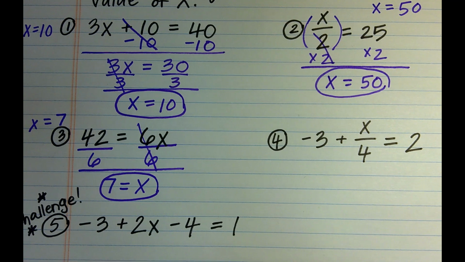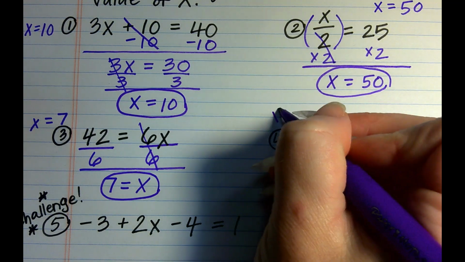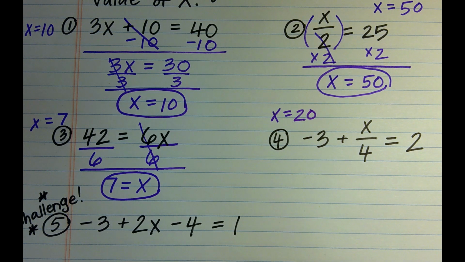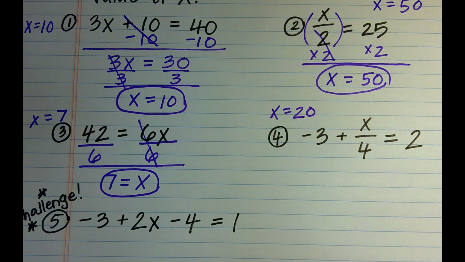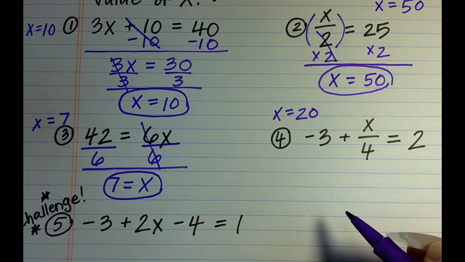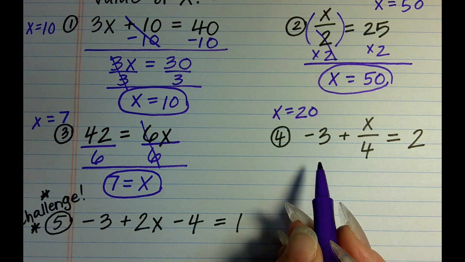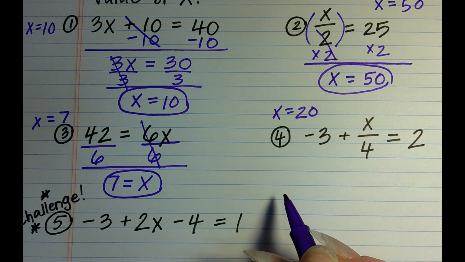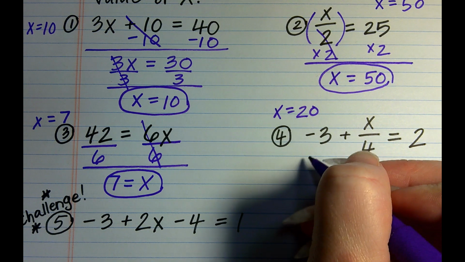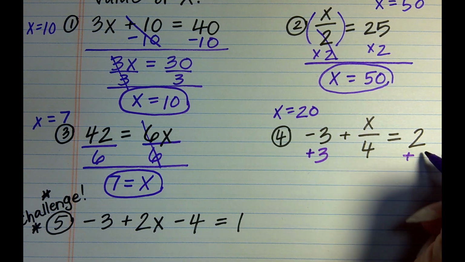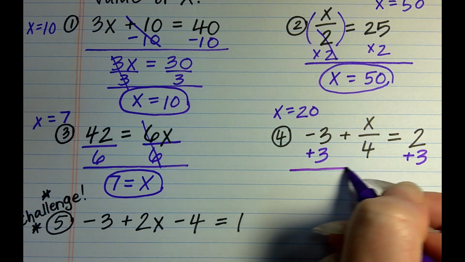What kind of answers did we get for 4? x equals 20. Did anyone get a different number? Okay, well, let's see who would like to walk me through this one. Okay, go ahead, Jessica. What'd you do? Number 4. I'm going to add 3 to each side. Perfect. I've got a -3. So to get rid of that, we're doing the opposite sign here. Plus 3 on both sides.